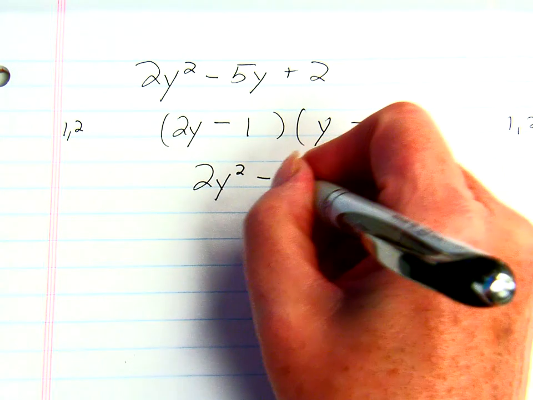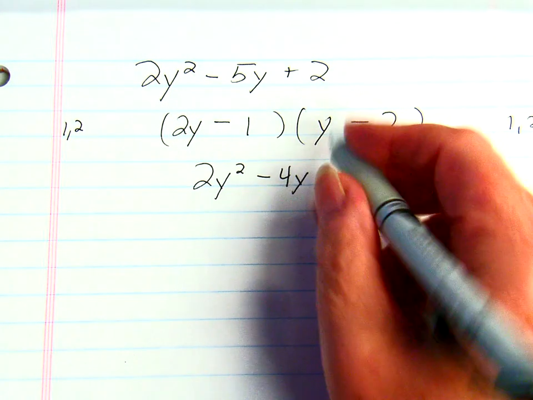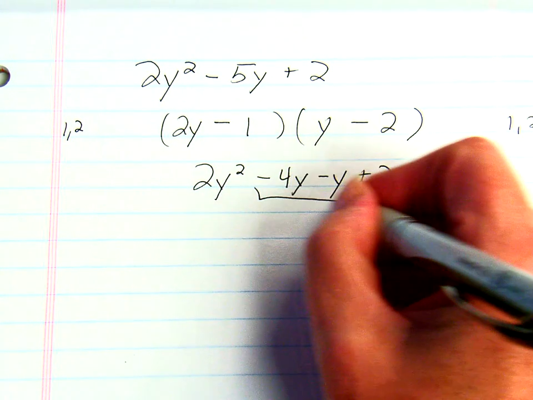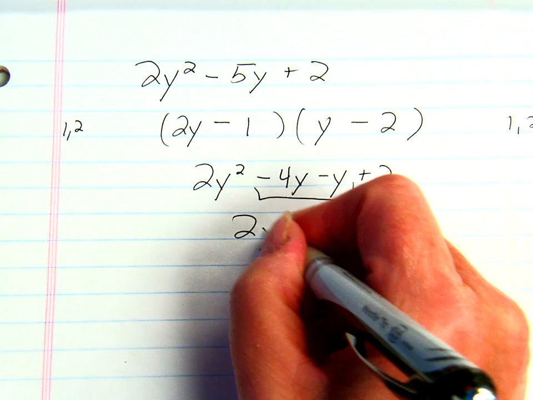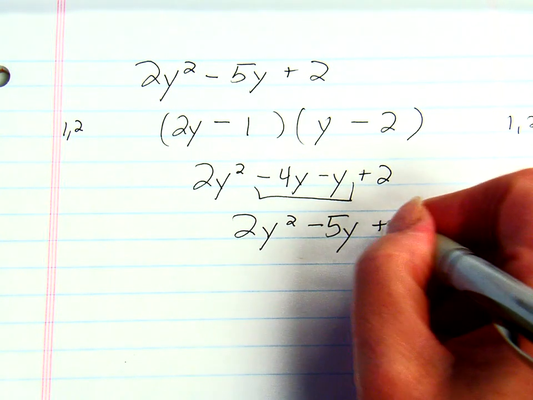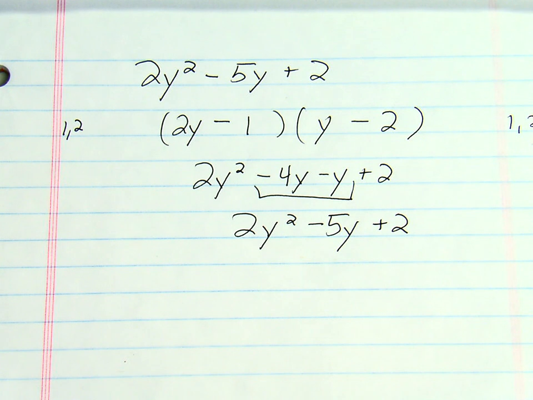Outside, minus 4y. Inside, minus y. And last is positive 2. Adding these together gives me 2y squared minus 5y plus 2. Okay, hopefully you have a good idea of what's happening here. I think the more complex case is going to be when we have the negative c. So now that is what we're going to work on: when c is negative.